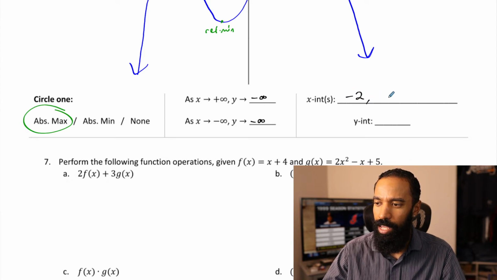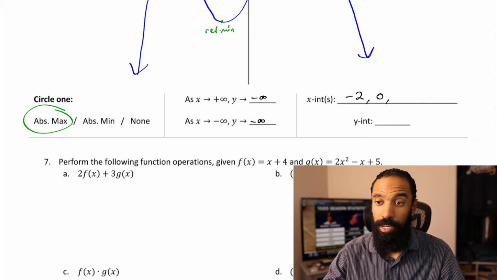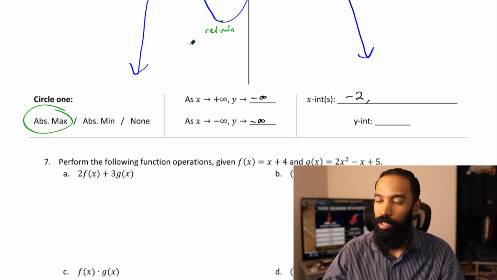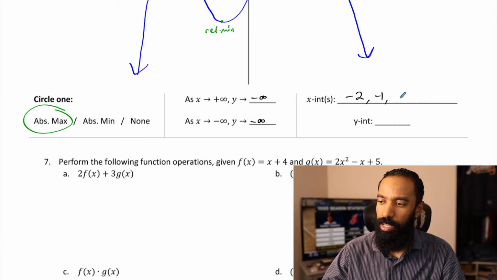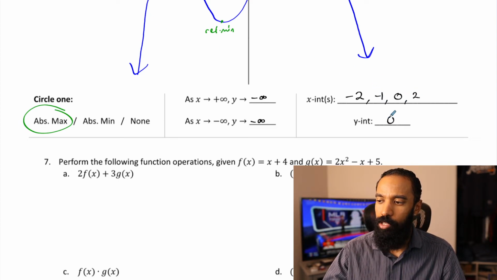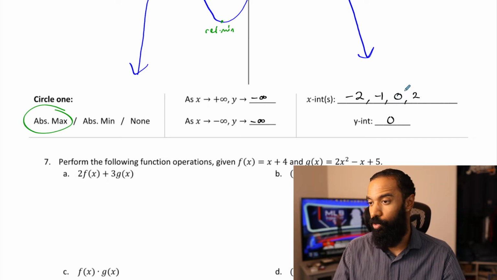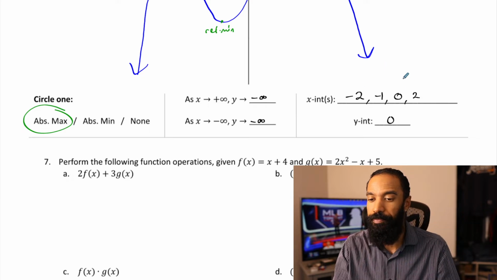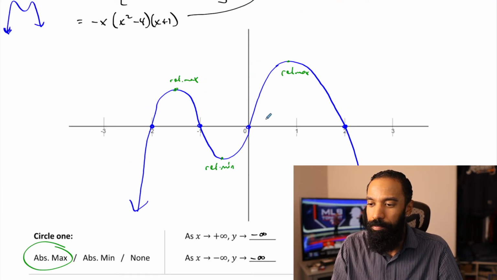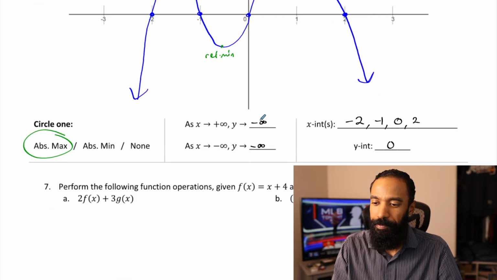X-intercepts, I believe I said, were negative 2, negative 1, 0, 1, and 2. No multiplicities to speak of. The y-intercept is 0. If the x-intercept is 0, so is the y-intercept. You can only have one of them. If it crosses at (0, 0), then that must be it. So there you go. That's it for the problem.